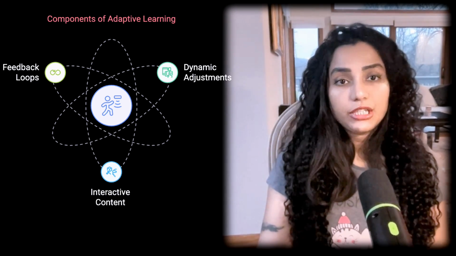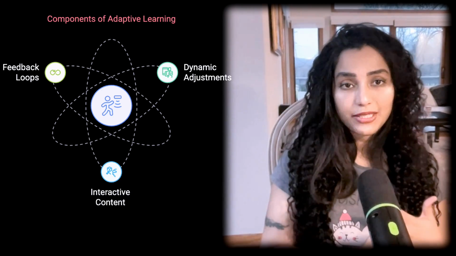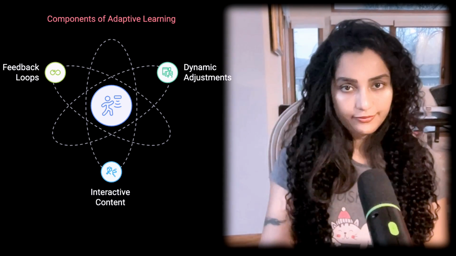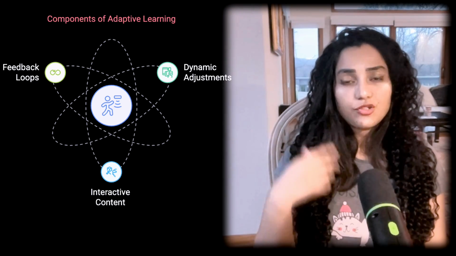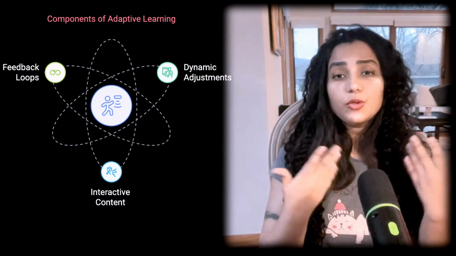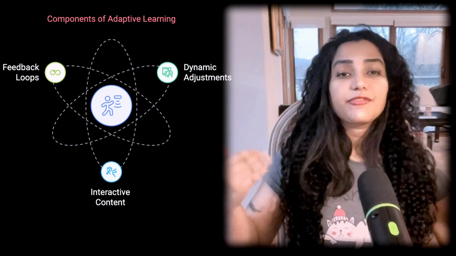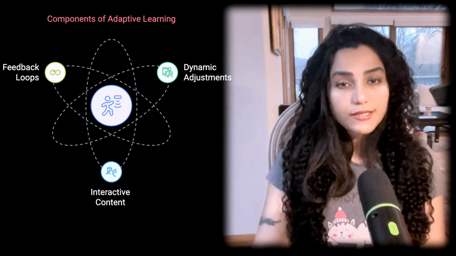Interactive content is another aspect of adaptive platforms. These often include gamification. It includes interactive elements, making the learning process more engaging. These systems constantly provide feedback to the learner and also to the organization, and this way it creates a feedback loop ensuring that the progress is tracked and the goals are met.